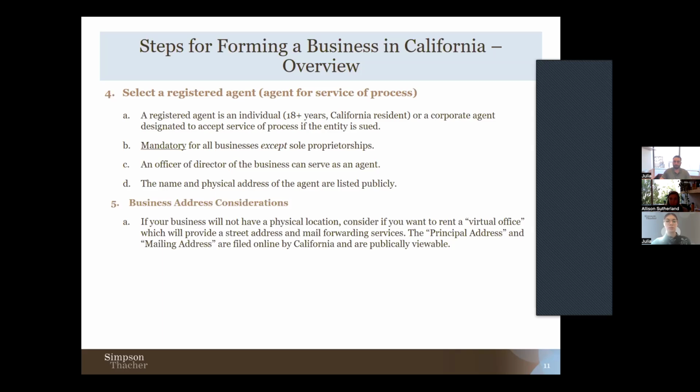Another consideration along these same lines is that if you're not planning on locating a physical location for your business, you may want to rent a virtual office, which will essentially give you a street address and mail forwarding address where folks can send you physical mail and it'll get forwarded to your personal address. The one thing to also note there is that these addresses will be public. And so both the registered agent's address and the business address will be public. And if you don't want those to be seen by others, if they're your personal addresses, you might want to list something else, or have another person be the registered agent.